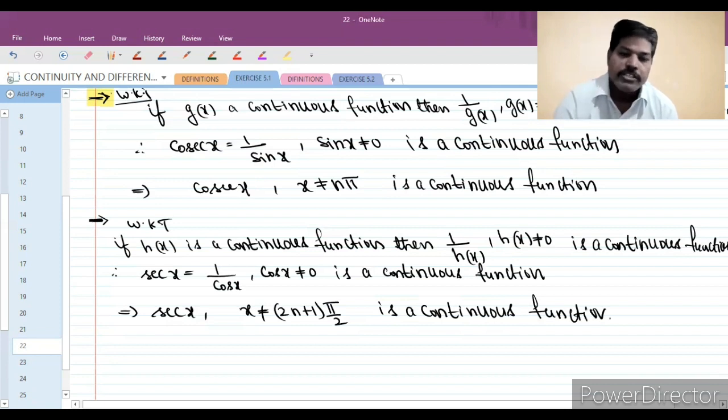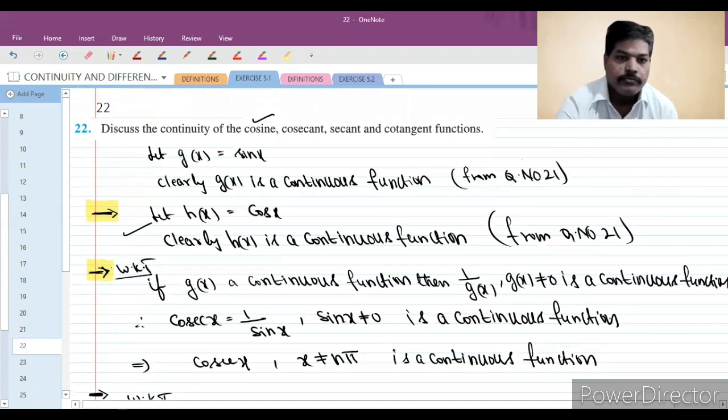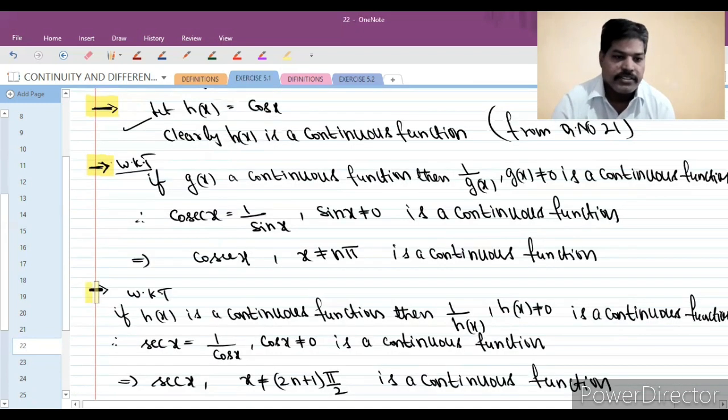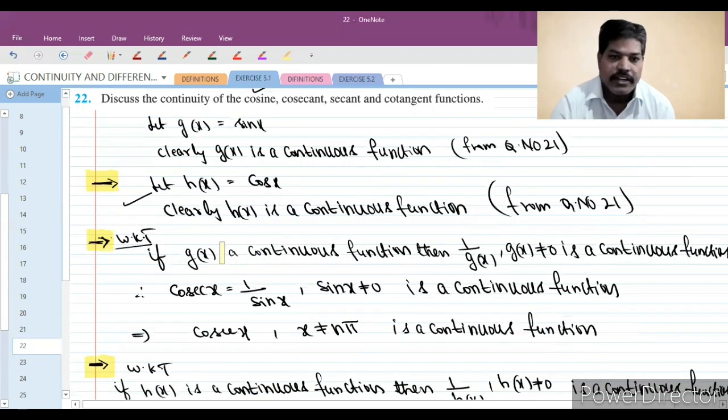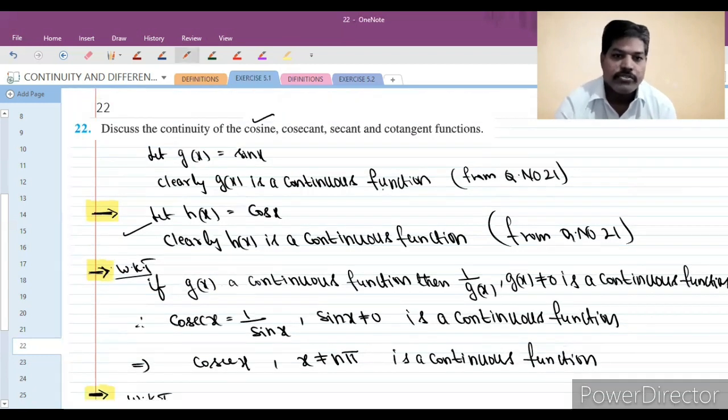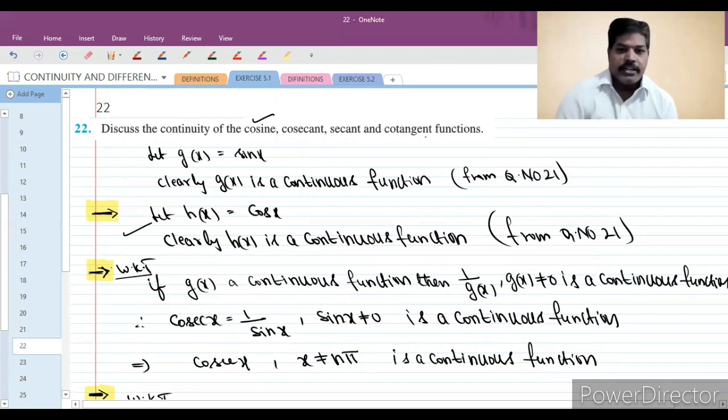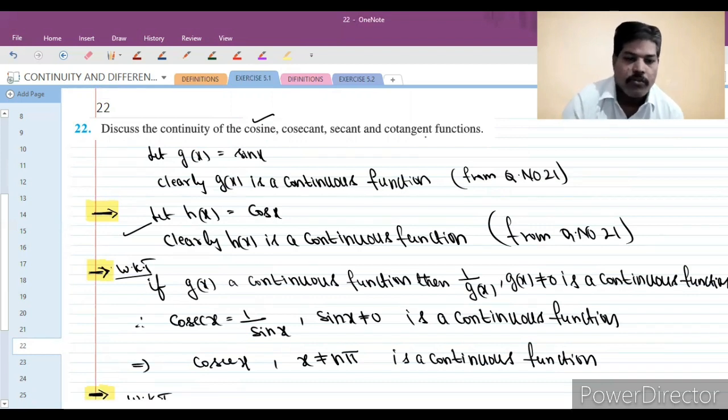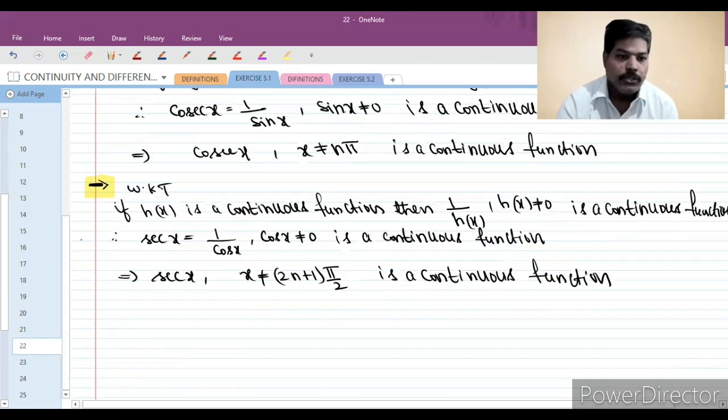So this is the third one, that is nothing but the secant x. Next, what is the next question they are asking you? See that one, cotangent. Cotangent is nothing but the cot. So cot is also a continuous function. So what is the condition you have? See that condition, students. We can take that.